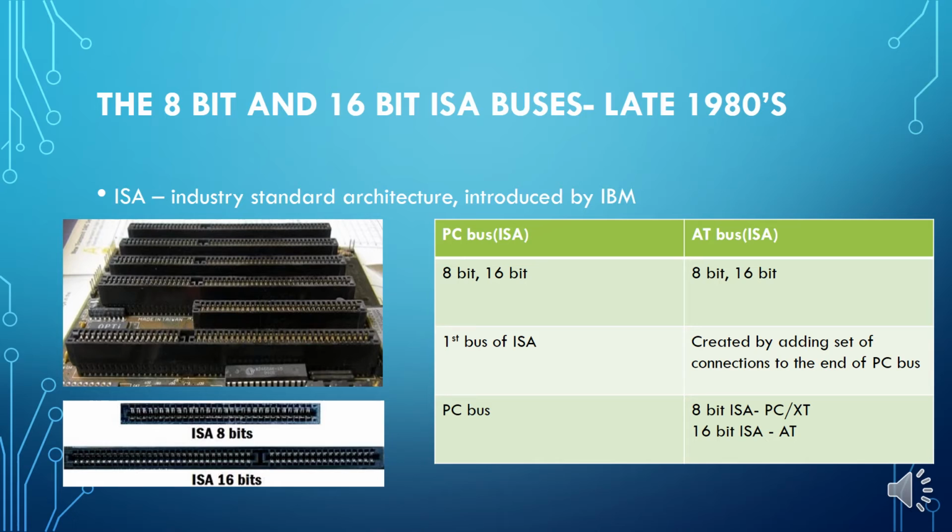So there are two types of bus here, ISA 8 bits and ISA 16 bits. The long one is ISA 16 bit and the small one is ISA 8 bits. The first bus of ISA, the PC bus, was the first bus, while the AT bus was created by adding a set of connections to the end of the PC bus. Means it was nothing but adding some connections at the end of the PC bus, which was the first bus, and then the AT bus was made.